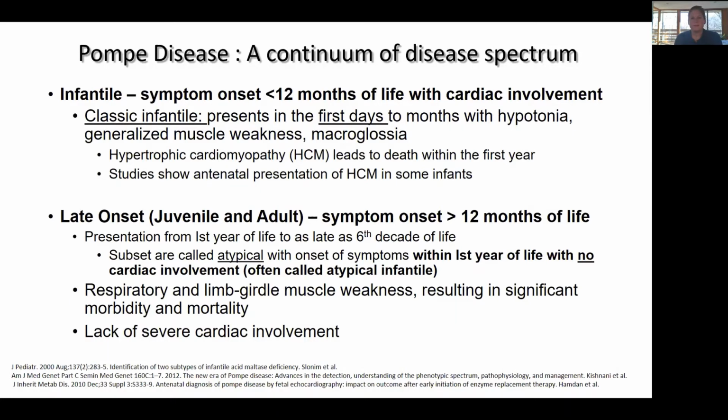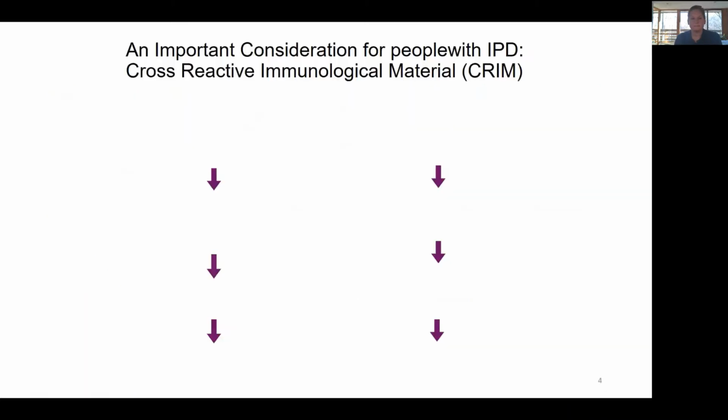The phenotypic variability has led to the creation of subtypes based on age of onset and degree of organ involvement. And these subtypes have been referred to inconsistently in the literature. But various terminologies might include infantile onset, late infantile, childhood onset, juvenile, or late onset. But it's important just to realize that it's a continuum of disease.